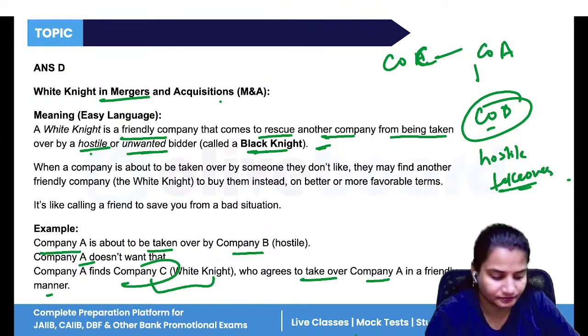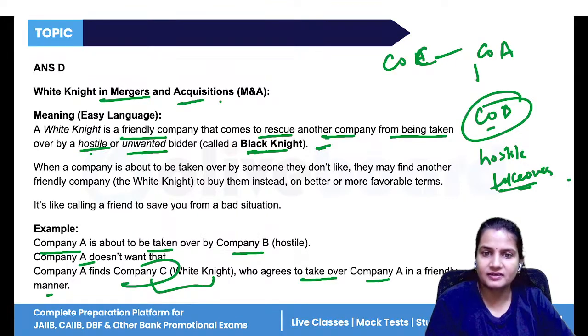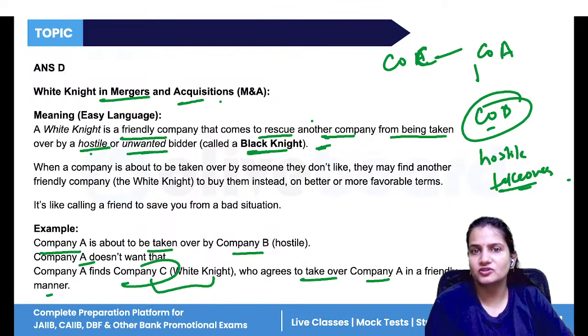Right? So that is called a white knight in mergers and acquisitions. And a black knight is a company that is acquiring without the permission of another company. That is called a black knight.